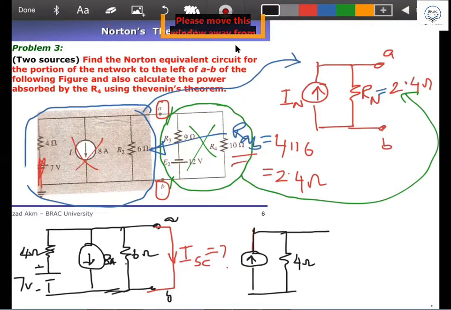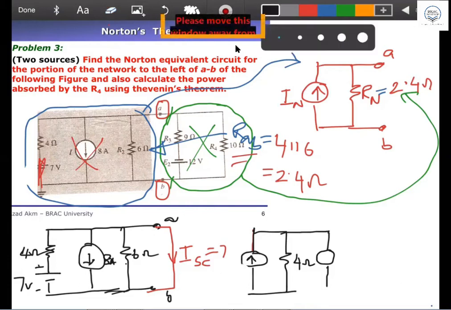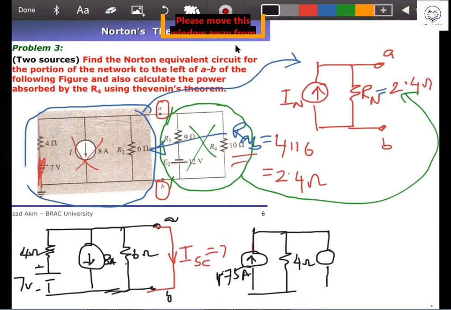Sir, up arrow. Right, 7 by 4. You have a calculator, tell me. 1.75. 1.75 what? Ampere. Okay, I'm writing it again: 1.75 ampere current flows, and this 8 ampere is going down.